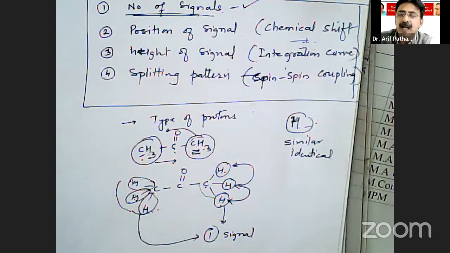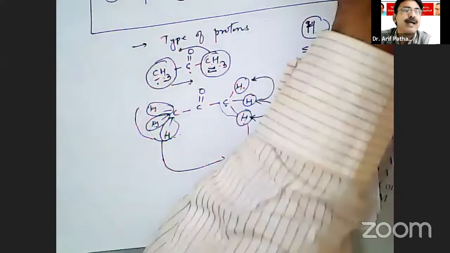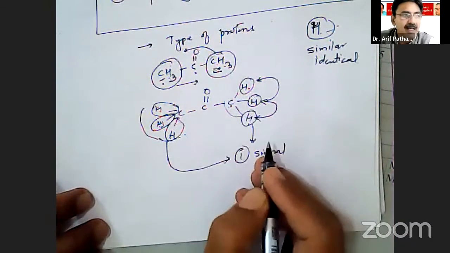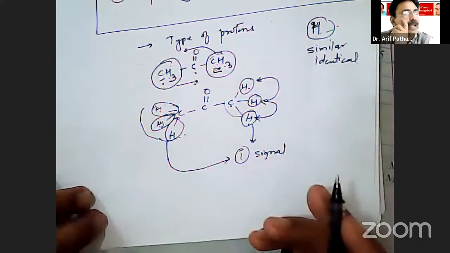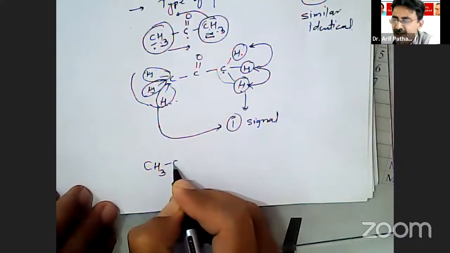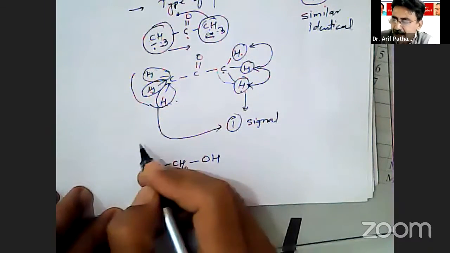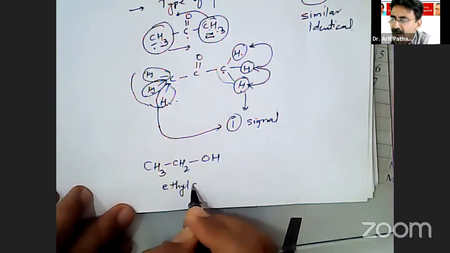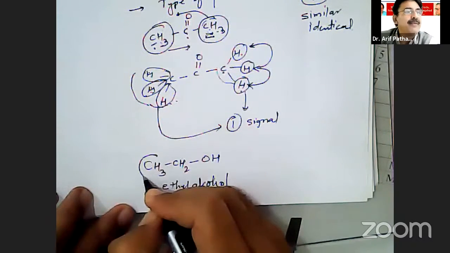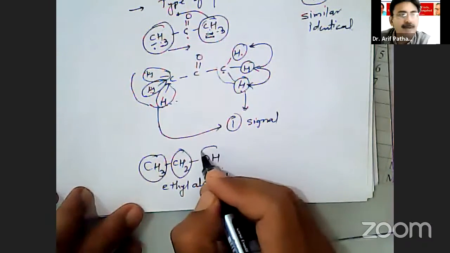ठीक है? इसका मतलब क्या हुआ है कि number of signals that will depend on the chemical environment. Chemical environment depends on electronic environment. See here another example. CH3 single bond CH2 single bond OH. सबसे सिंपल एग्जांपल है ना, इथिल अल्कोहल. इथिल अल्कोहल. अब देखिए, here CH3 is having 3 protons, CH2 is having 2 protons, OH is having 1 proton.